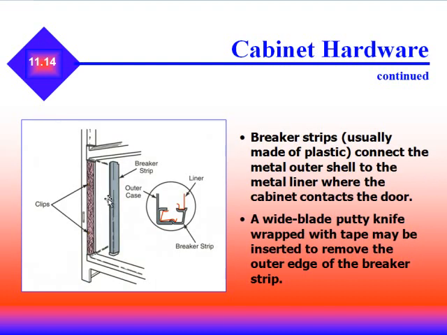Breaker strips connect the metal outer shell to the metal liner where the cabinet contacts the door. A wide-blade putty knife may be wrapped with tape and inserted along the outer edge of the breaker strip to remove it. So this gives you an overview of the various types of domestic refrigerators that are out there.